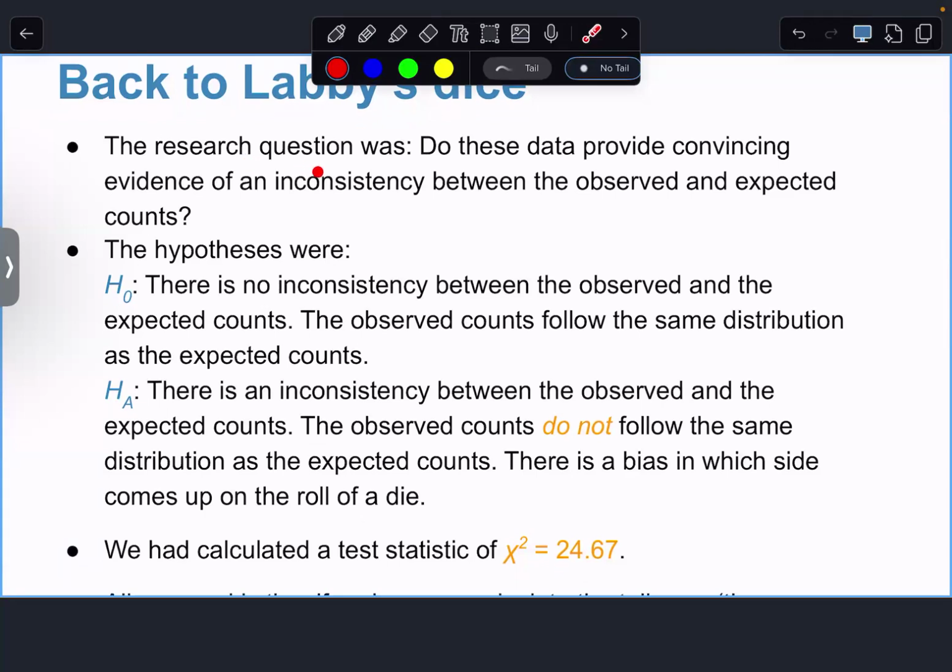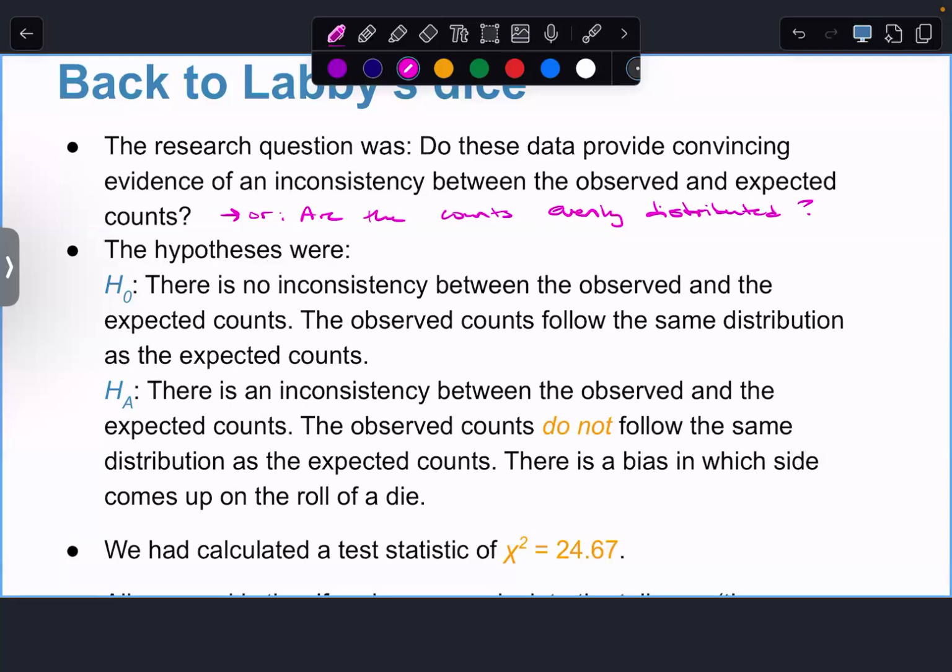The research question we were dealing with was, do these data provide convincing evidence of an inconsistency between the observed and the expected counts? We could rephrase this as, are the counts of the die faces evenly distributed? That's another way that we could phrase this, which is usually how I would phrase it, right? Are the counts evenly distributed?